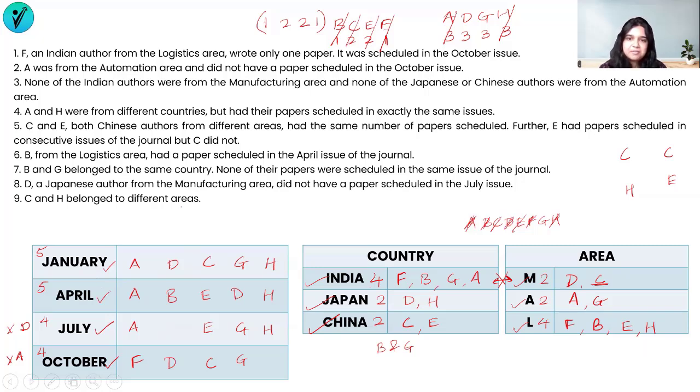So this is our final diagram. This is our final representation of all the data that was given to us. And we're going to answer each and every question on the basis of these 3 tables that we've just filled. Let's take a look at each question one by one now.